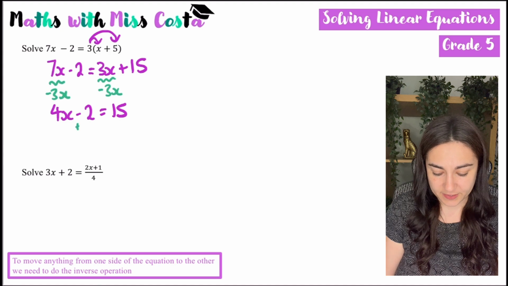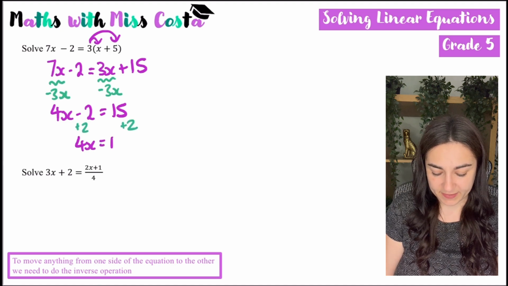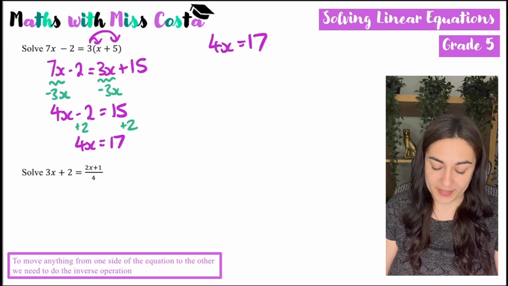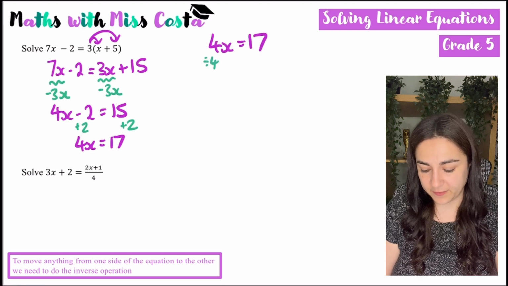Then I can add 2 to both sides of the equation. So 4x is 17. And the last step, I know x is being times by 4, so I'm going to have to divide by 4. So I can say x is 17 over 4.